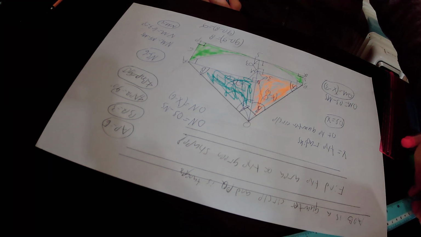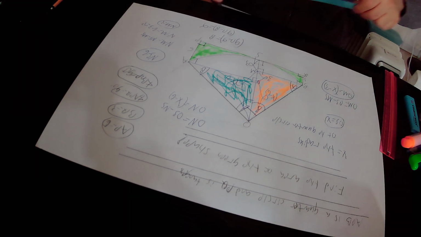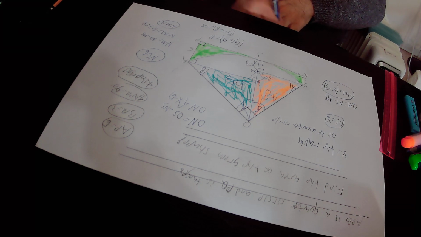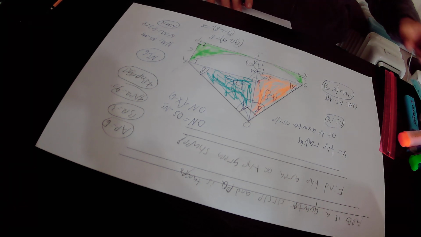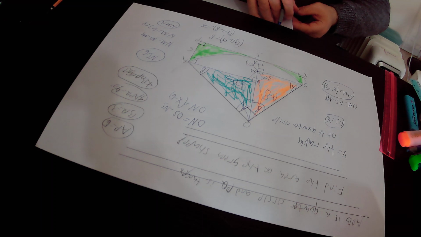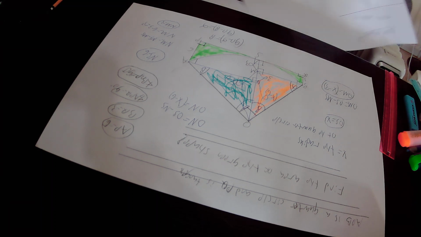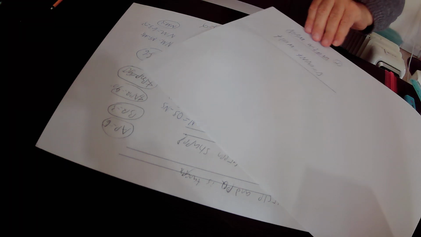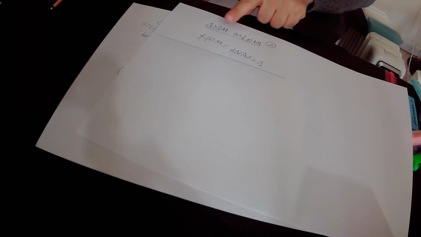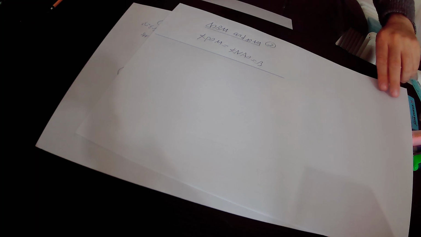So I repeat again that angle POM in the right orange triangle equals angle NAO in the blue triangle. They are both equal to beta, therefore they are equal to each other.